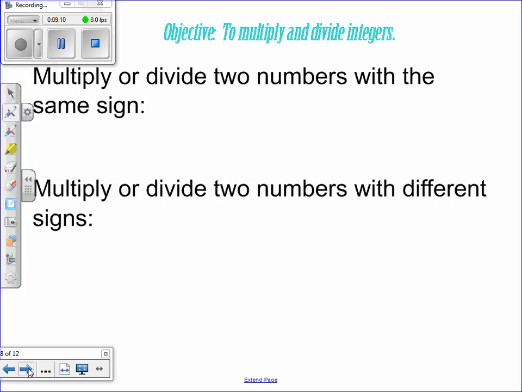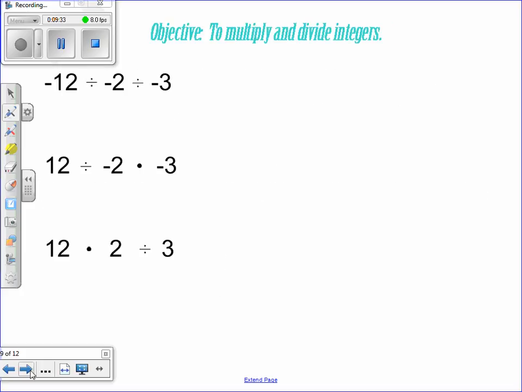All right. So quick breakdown here of the rules. Multiply or divide 2 numbers with the same sign. So you multiply 2 positives together, or you multiply 2 negatives together. You're always going to get a positive answer, as you saw from the problems we just did. Multiply or divide 2 numbers with different signs. So multiply a negative and a positive together. You're always going to get a negative.